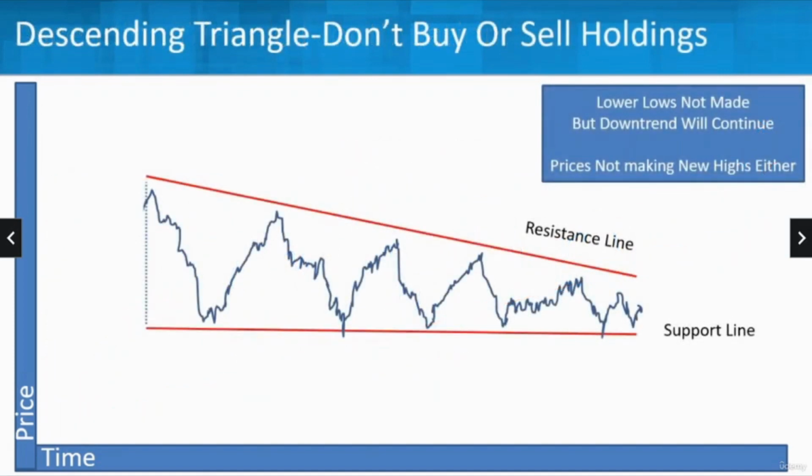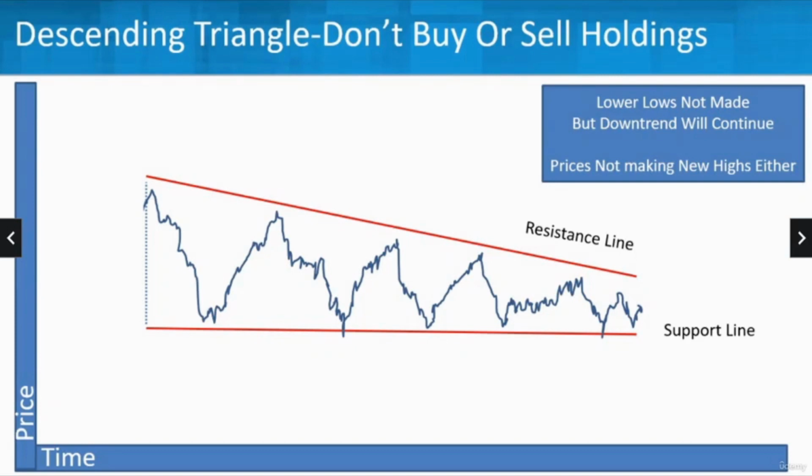Now in a descending triangle, it's the same concept, just the other direction. You see how our support line now is horizontal, and our resistance line has a downward slope, with a downward trend leading into it. Again, it's a continuation pattern. So the lower lows are not made, but the downtrend will continue as it trades within that and converges in there. But the prices are not making new highs either. The prices are starting to narrow and get closer down.